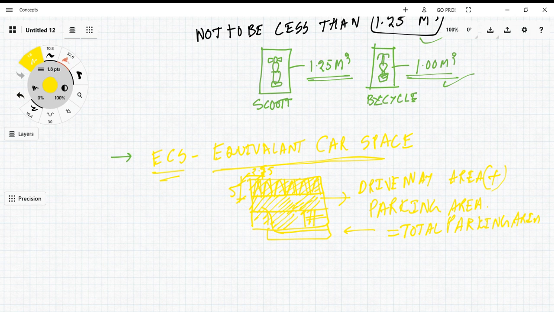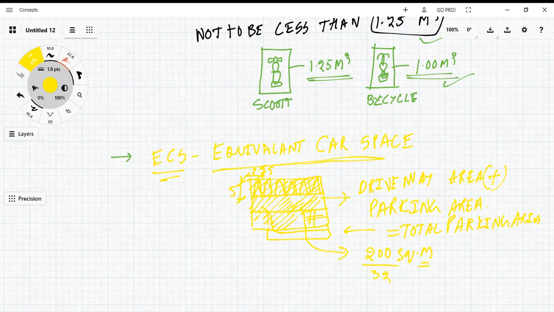Suppose, as per NBC, for basement the ECS is 32 square meters, given. Consider, guys, this is a total of some 200 square meters, with the drive area plus parking area. As per NBC, for basement, the area for each equivalent car space is 32 square meters. So what I will do is divide the 200 square meters by 32.